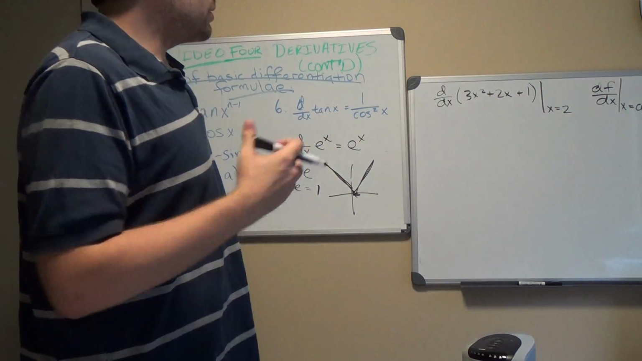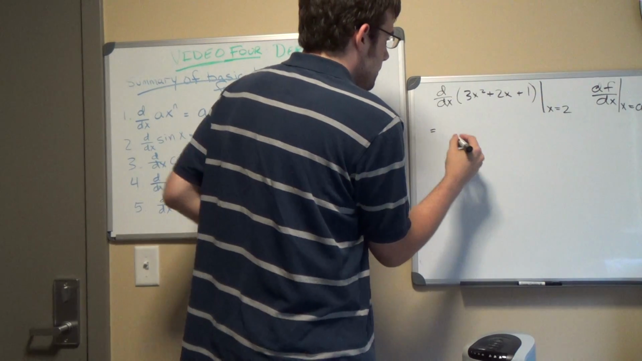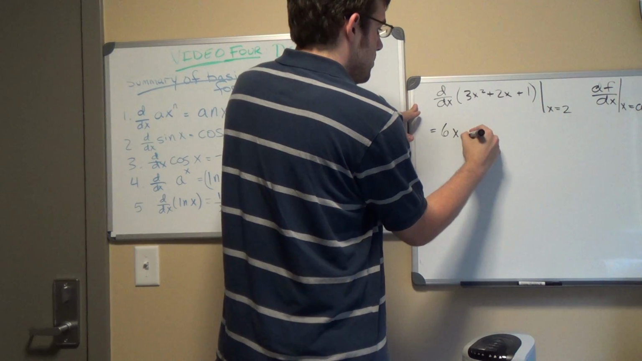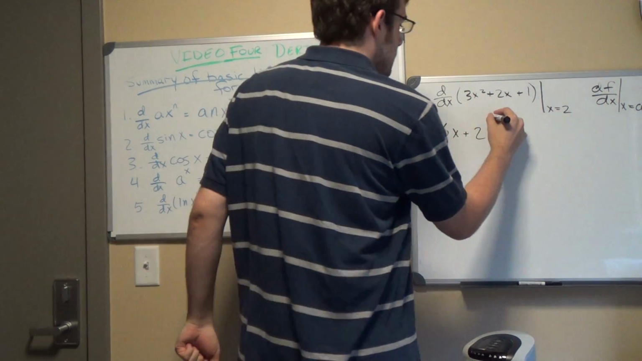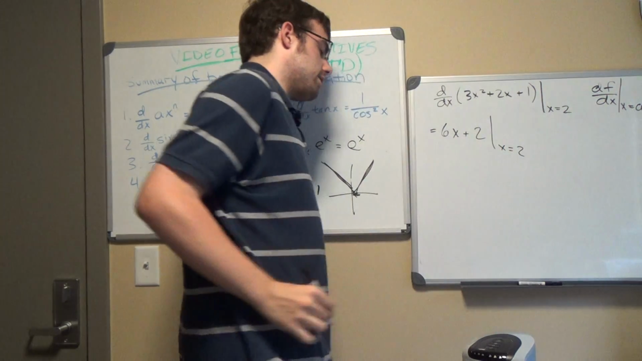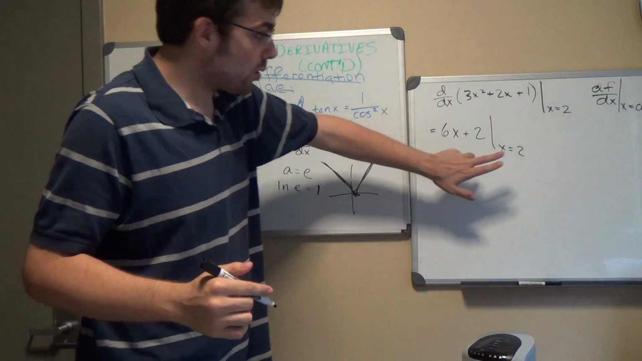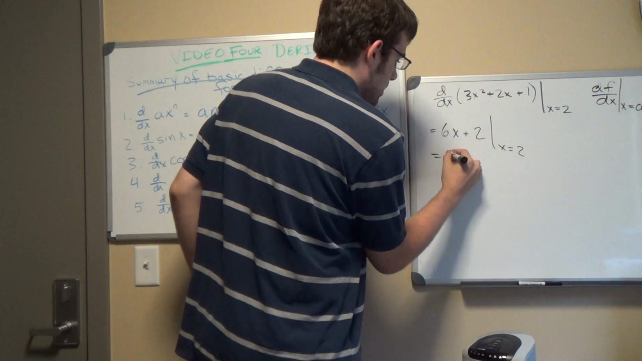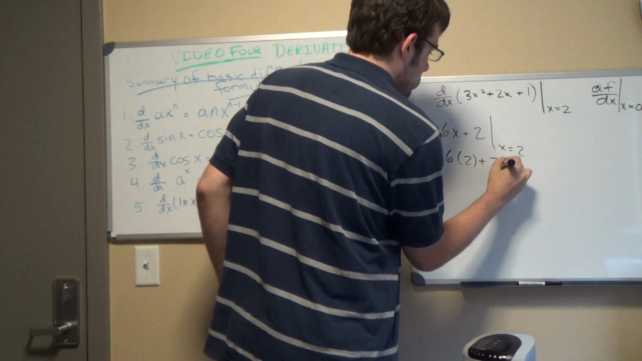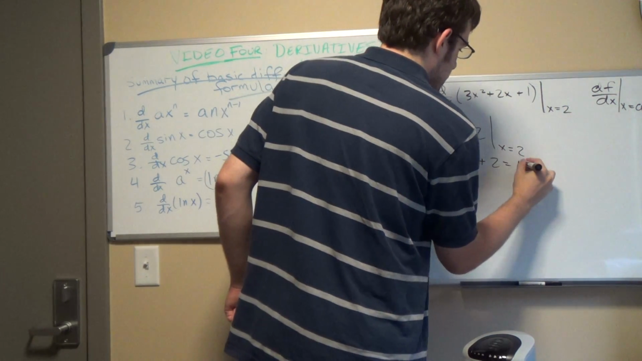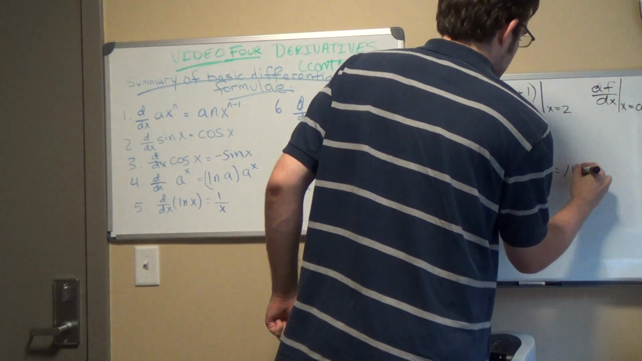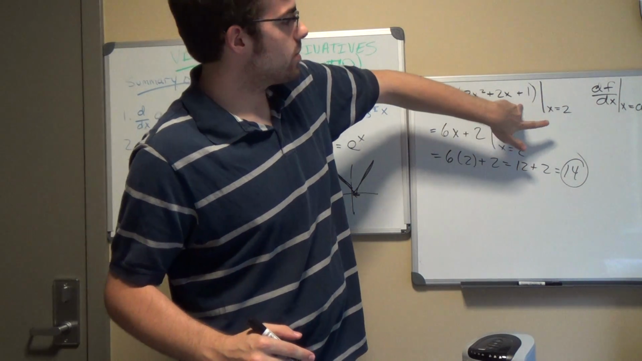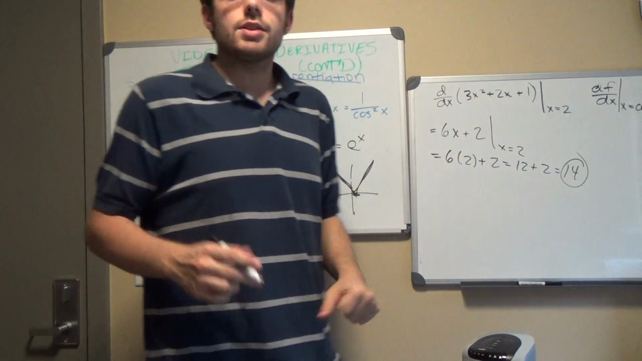So let's quickly find the derivative of this. The derivative of this is 6x plus 2, at x equals 2. So all we have to do is plug in for x. So 6 times 2 plus 2 equals 12 plus 2 equals 14. So the slope of 3x squared plus 2x plus 1 at x equals 2 is 14.